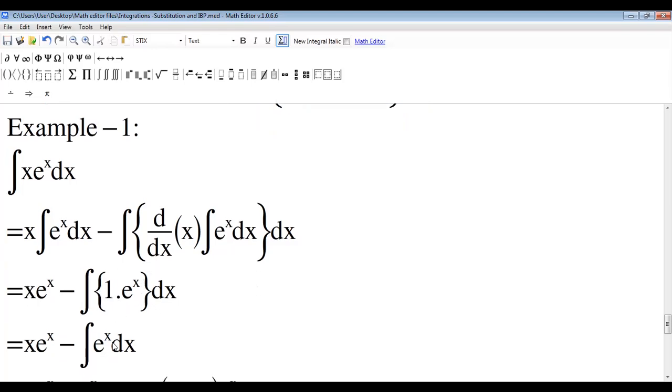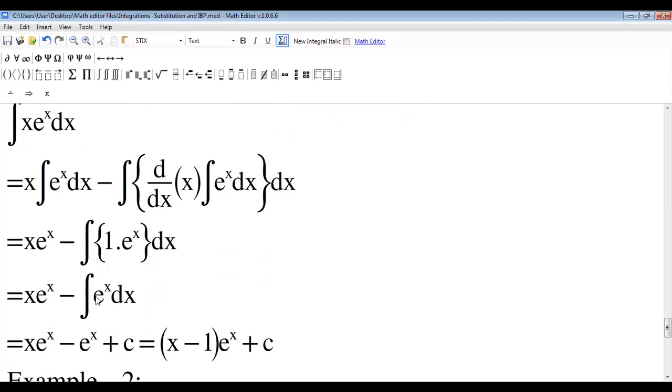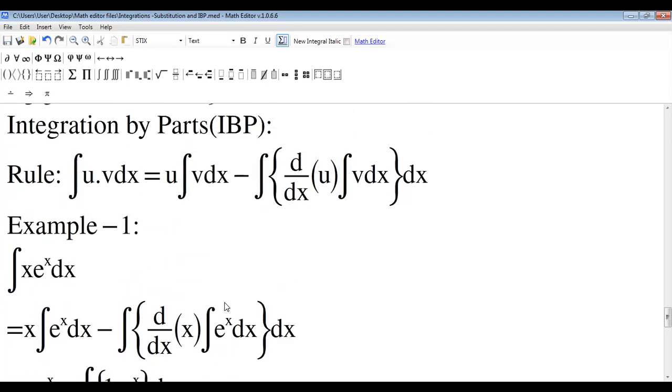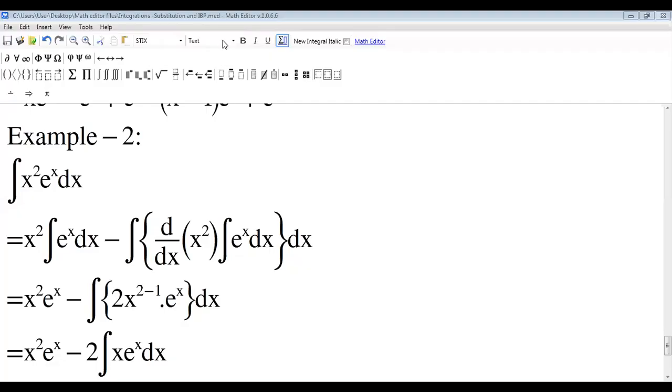So this means only e to the power x. Again, the integration of e to the power x will be only e to the power x. These are the same, so e to the power x will be common. Then remember that exponential functions and trigonometric functions will always be put in the second position. Remember it. Exponential function and trigonometric function always lie in the second position. So this is an example of using integration by parts.